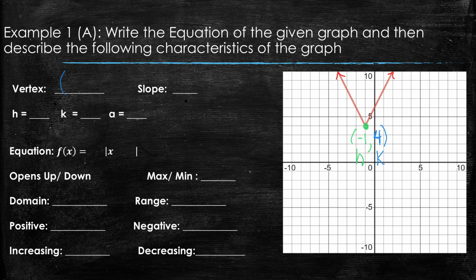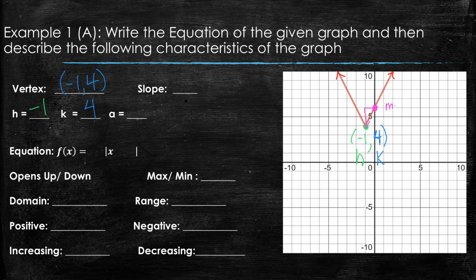My vertex is (-1, 4), and therefore my h is -1 and my k is 4. The next thing you're going to do is find your slope. Now, I always recommend going from your vertex and finding the next solid point. My next solid point, and what I mean by a solid point is that it goes through whole number values for x and y, is right here. So now if I count my rise from my vertex, I have to rise +2, run 1.